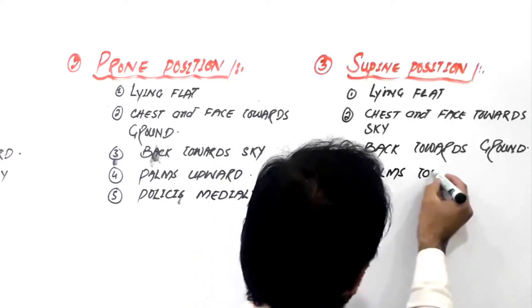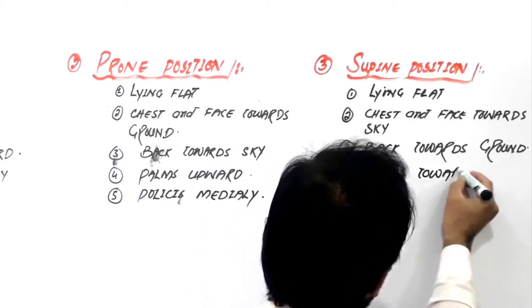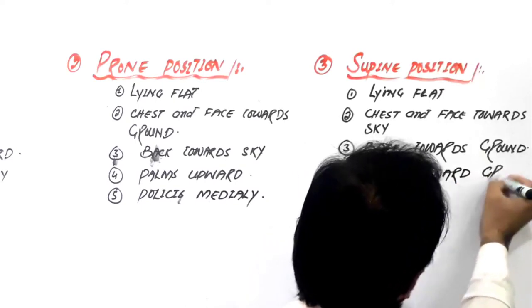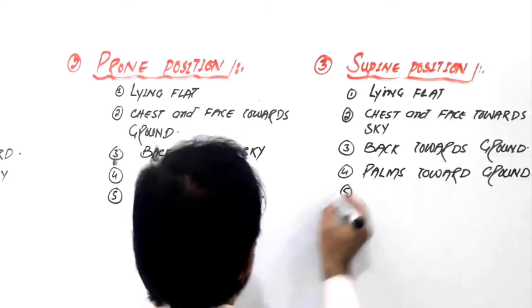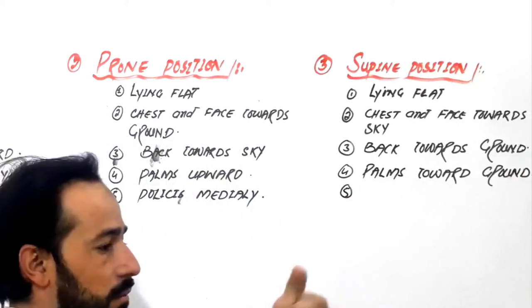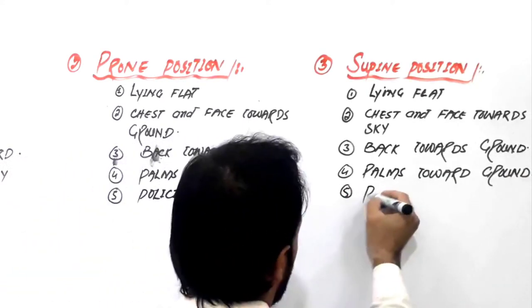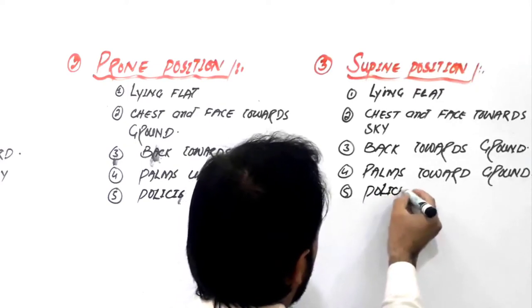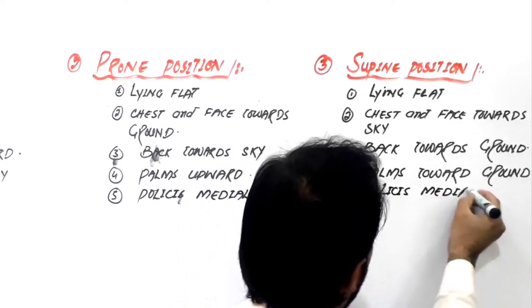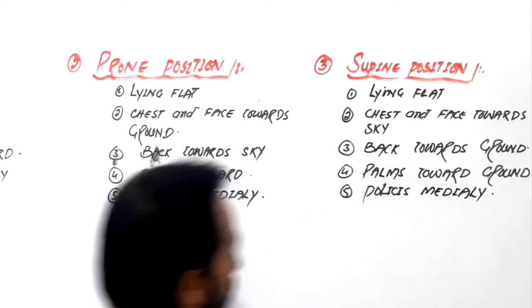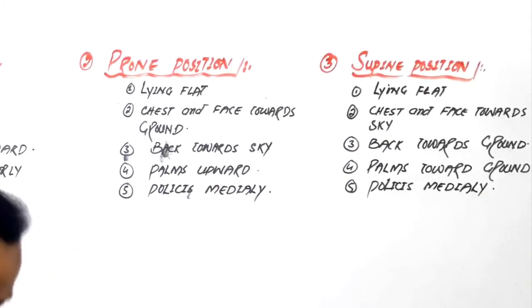Palms towards ground. Done. And pollicis, I mean thumb, should be medially. Pollicis medially. This is called your supine position.